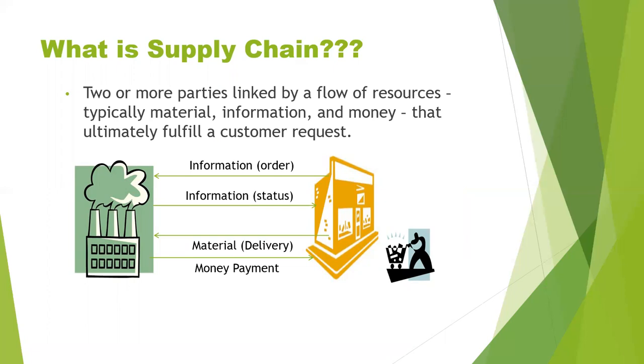So you can see in this diagram, the customer comes to the shop to purchase some products, and the information is sent to the manufacturing unit from the retail shop, to maintain the stock in their shops. Based on this information, the manufacturer will produce the products, and then these products will be delivered to the customer's shop, that is the retail shop. And in return, they will get the money.